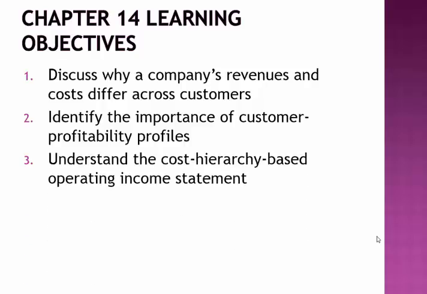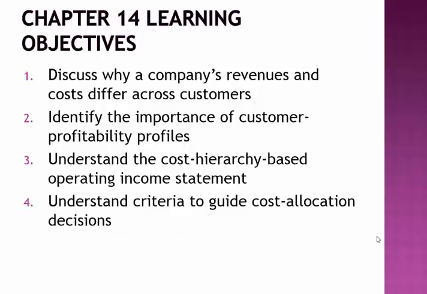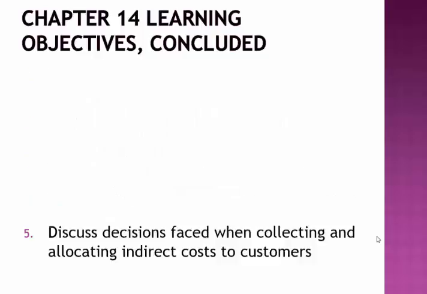Number three, understand the cost hierarchy-based operating income statement. We will also see how to put one of those together here in chapter 14. We will be able to understand the criteria to guide our cost allocation decisions.